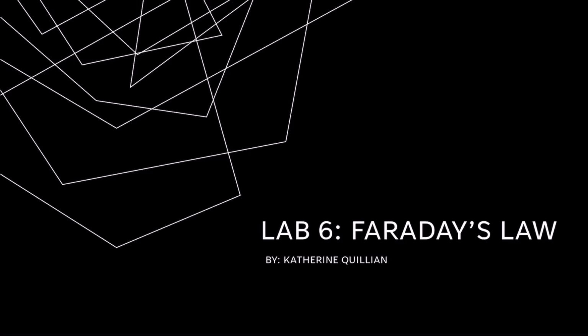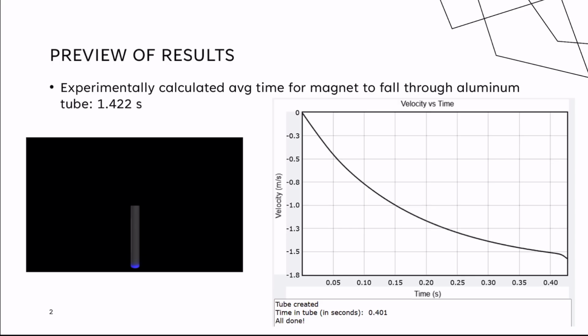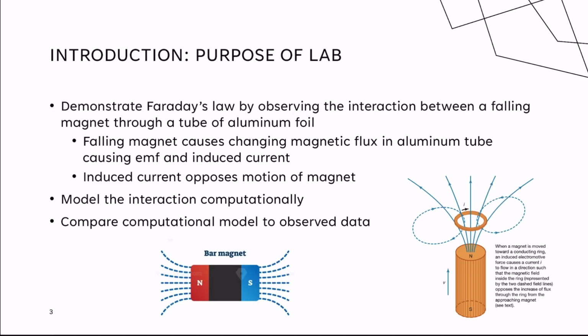Lab 6, Faraday's Law. So here's a preview of the results. Experimentally, we calculated an average time for the magnet to fall through the aluminum tube to be 1.422 seconds, and then the computational model calculated 0.401 seconds.